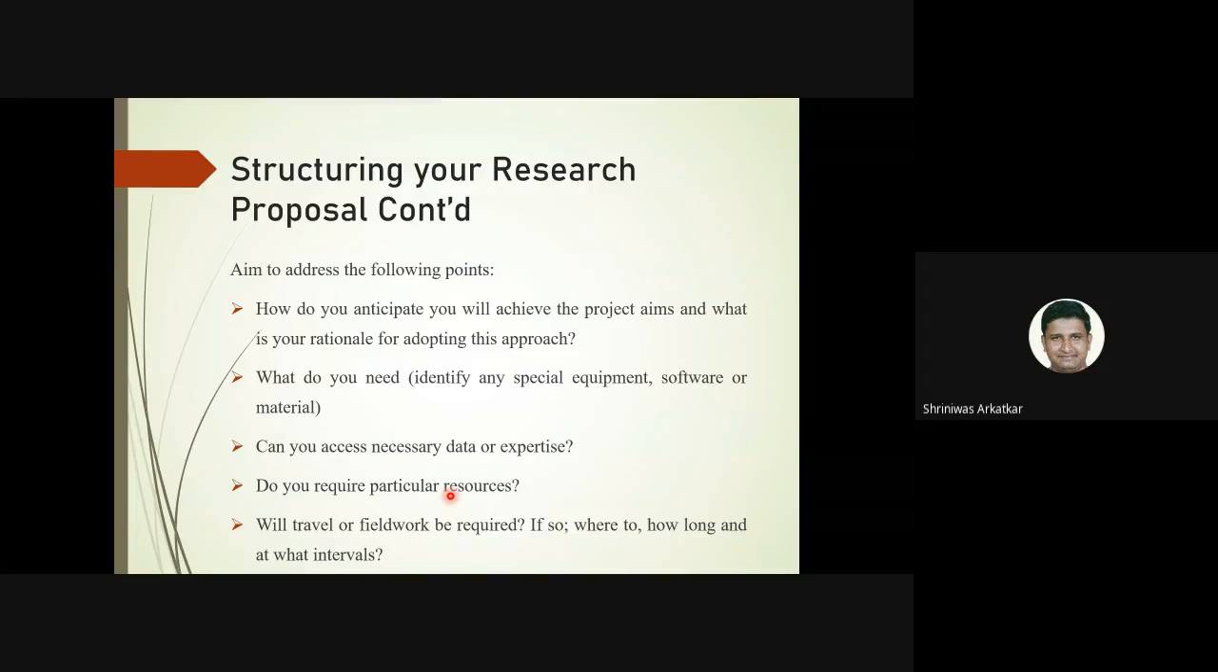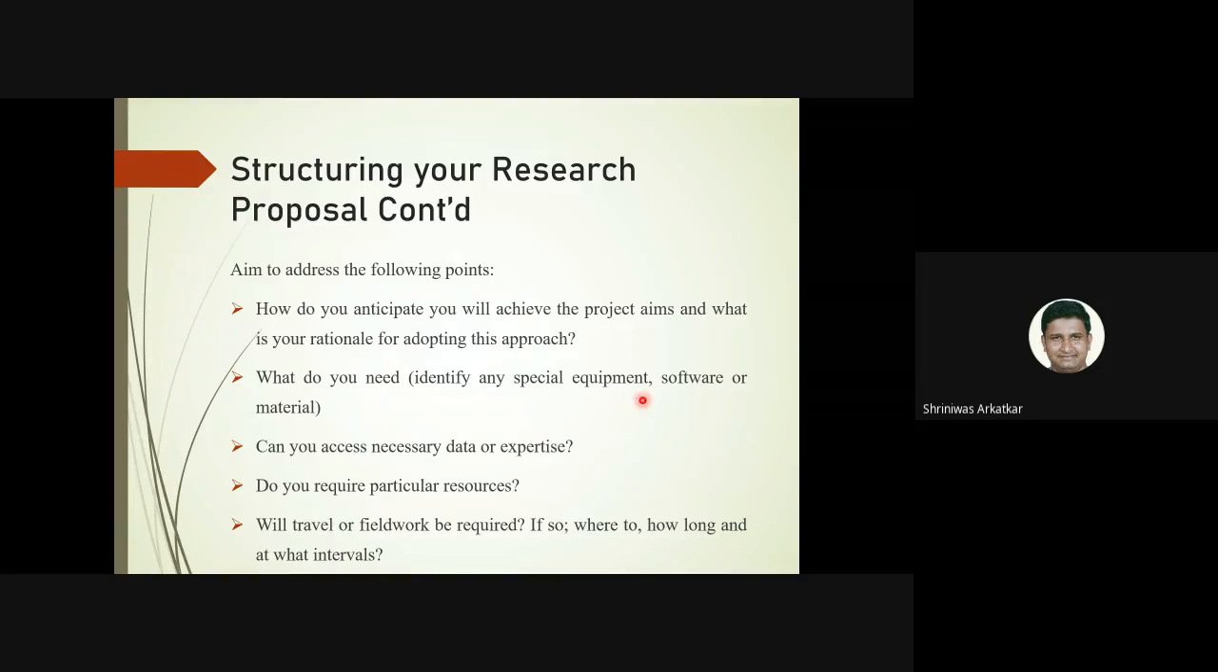Aim to address the following points. It is always important: how do you anticipate that you will achieve the project aims? What is the rationale for adopting a particular approach? Rationale means what is the justification, or what is the practical thinking behind that? What do you really need?